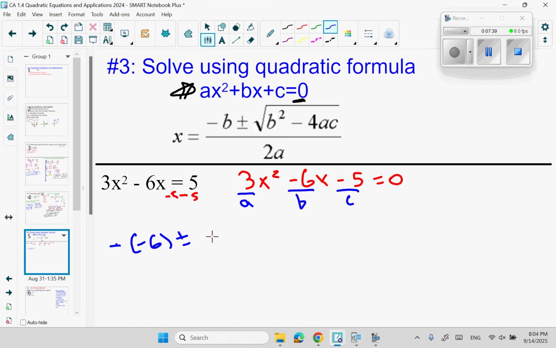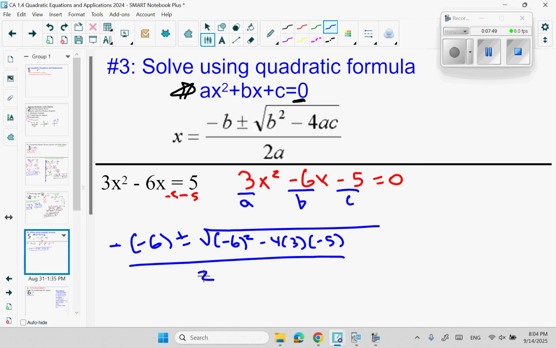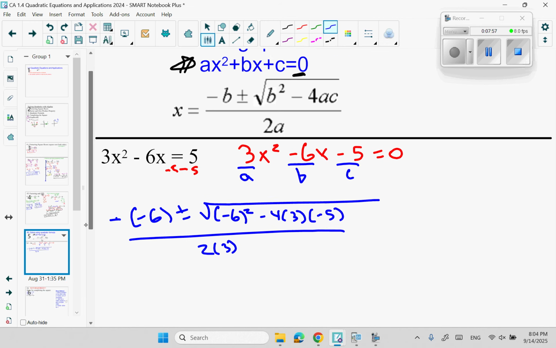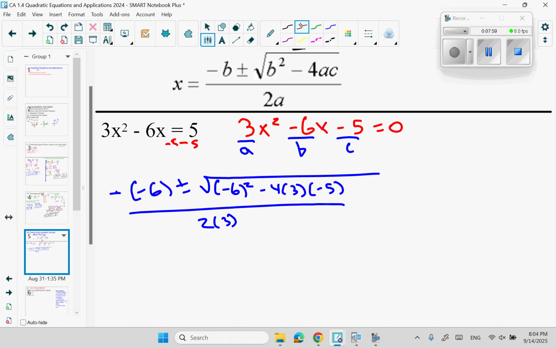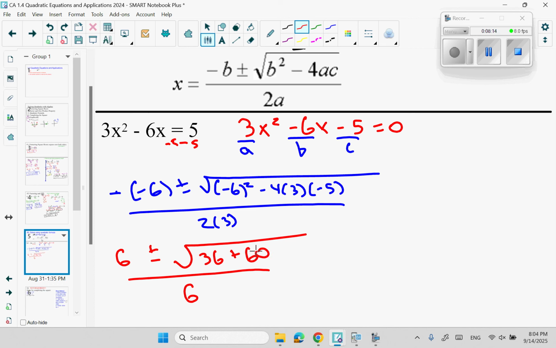-6 plus and minus the square root of -6 squared minus 4 times 3 times -5 all over 2 times a, which we know a is 3. We should do as much simplifying as we can. -6, that's going to be +6. 2 times 3, that's 6. -6 squared is 36. -4 times 3 times -5 is +60.